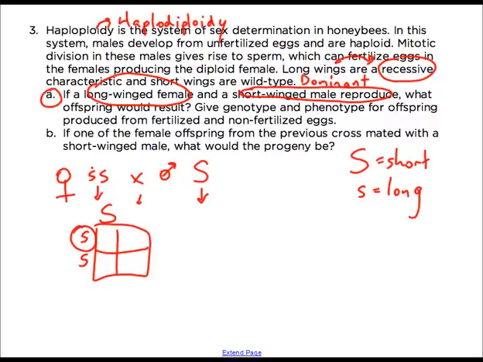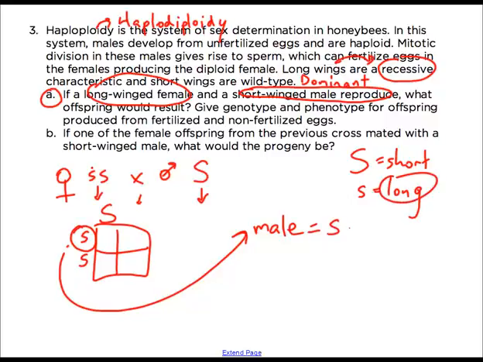A non-fertilized egg will grow into a male. Males come from unfertilized eggs. So all the males will simply equal little s, and that means long wings. So all the males from this cross, what they mean when they say up here, produced from non-fertilized eggs, those are the males, and there's only one way for them to be. So all the males are going to have long wings from this first cross in A.